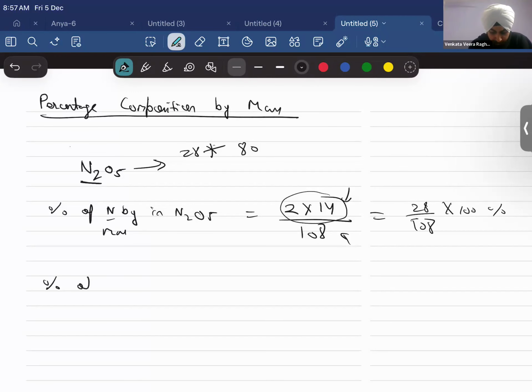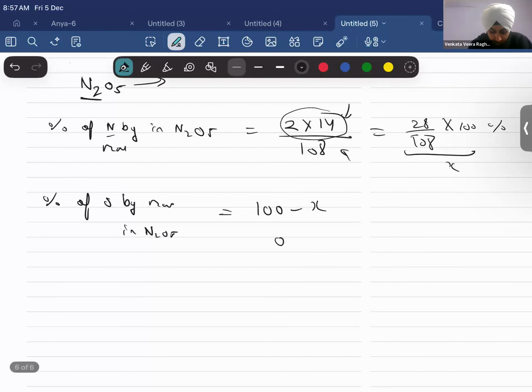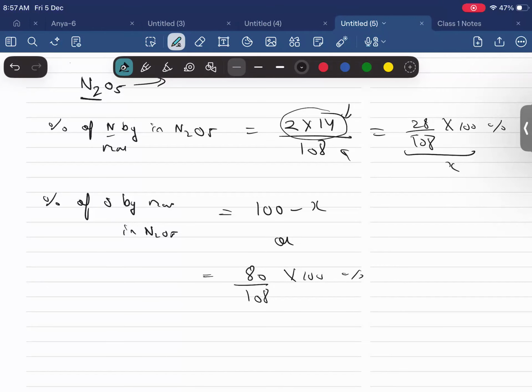Similarly, if you want to find the percentage of oxygen by mass in N2O5, either you can subtract this value from 100, or simply put the mass of oxygen in the numerator. What is the mass of oxygen? 80. Divide by 108, multiply it with 100, and you'll get the percentage. It's totally up to you how you do it. Clear? Okay, good. This is the way to find out the percentage composition as well.